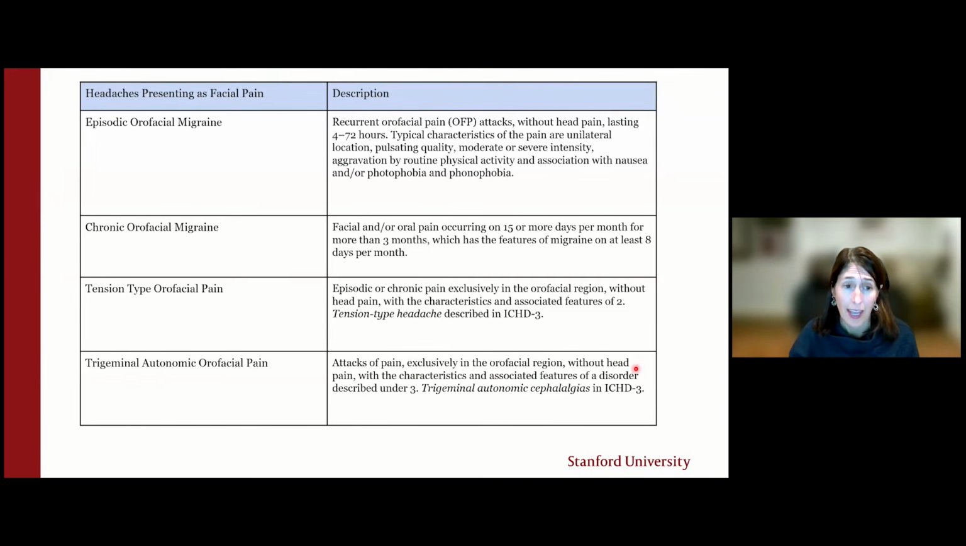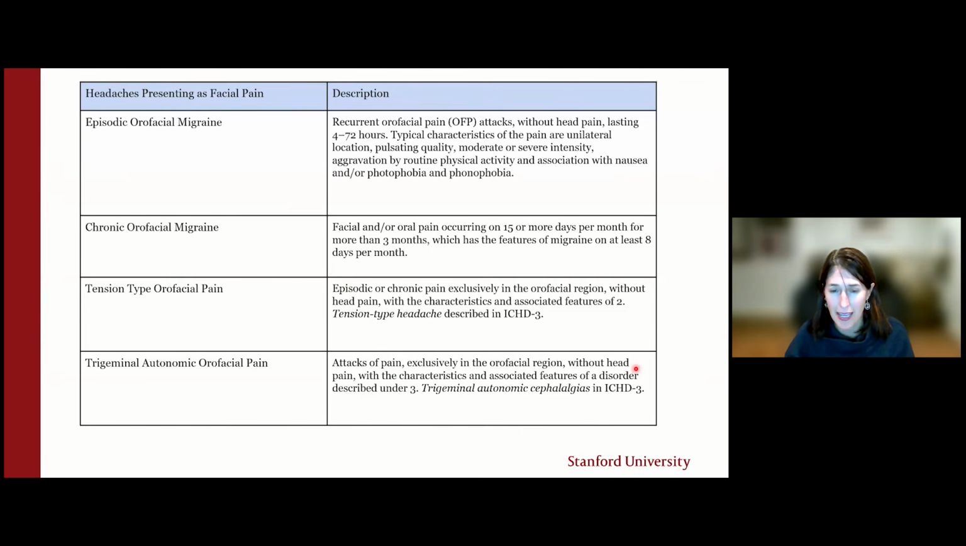And then there's tension type orofacial pain, and that's episodic or chronic pain exclusively in the face that doesn't have the features of migraine. So it doesn't have light sensitivity or sound sensitivity or nausea, but it does have this tension type pain. And a lot of those patients go to the sinus doctors because they think that they have sinus infections again and again and again, until the sinus doctor goes and looks and doesn't see anything, and says, I don't think we're dealing with a sinus infection.